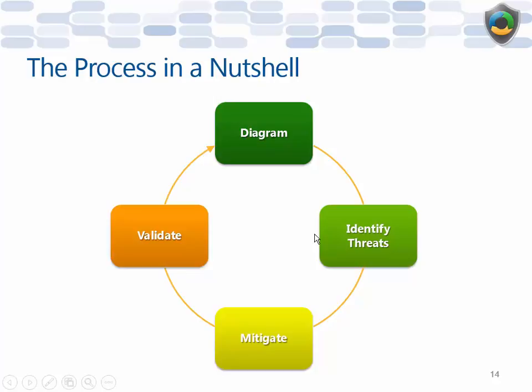So this is the process for using STRIDE in a nutshell. You identify your threats, you mitigate the threats. In other words, you try to come up with ways of solving the threats, and you validate. Well, first you diagram, then you identify your threats, you mitigate, and you validate. So you first go in and you do diagramming.